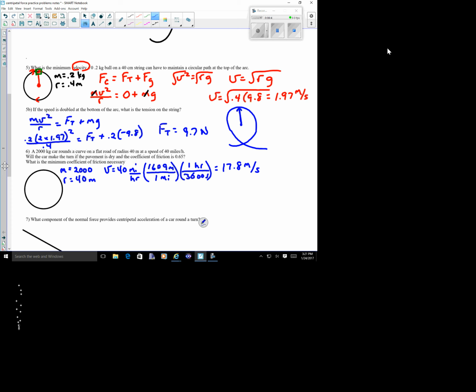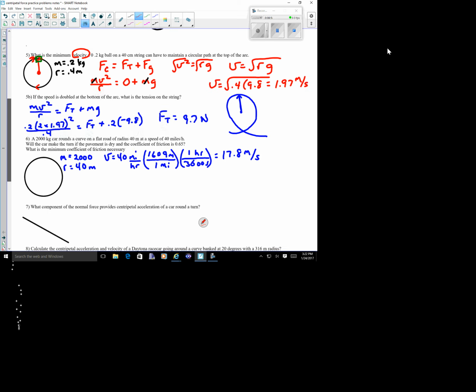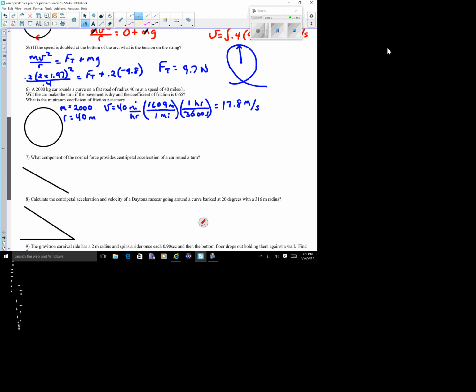Is it going too fast to make the turn if the coefficient of friction is 0.65? Well, let's talk about that. What holds the car on the road is friction. If it's going around a turn, that means I can make two things equal each other. The centripetal force has to equal the friction force, or it's not going to stay on the road.